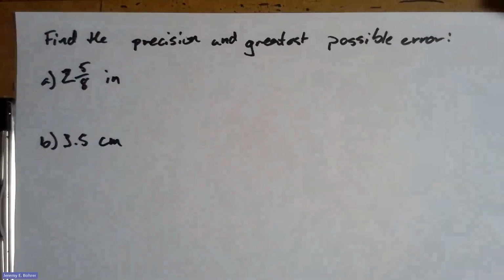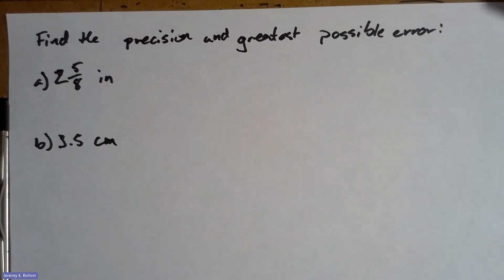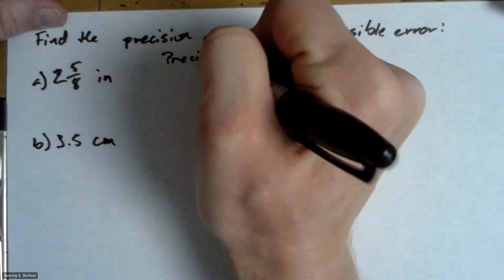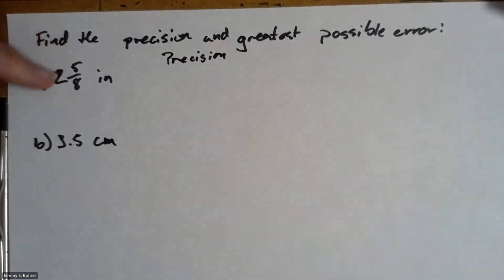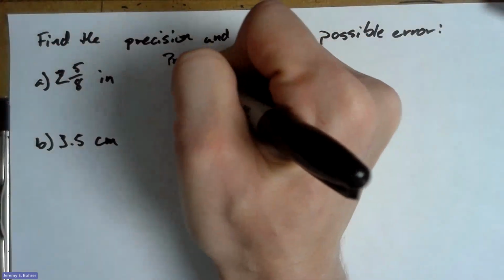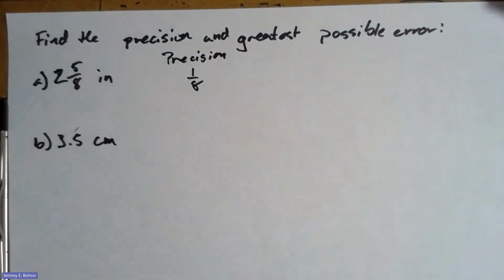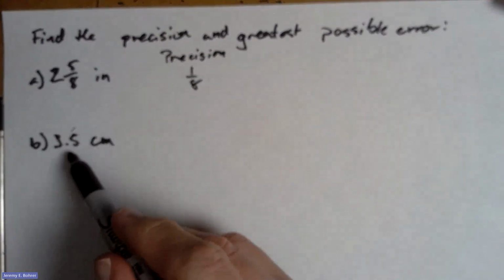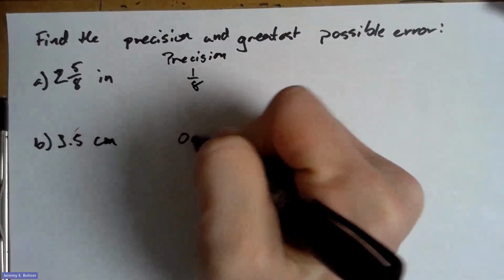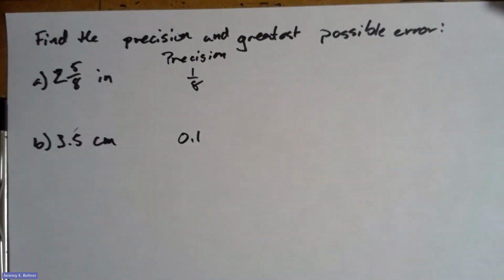In our next problem, we're asked to find the precision and the greatest possible error of the measurements. The precision is the smallest subdivision. So here, we're looking at something that's being divided into eighths. So the greatest precision here is 1/8. Here, we're looking at decimal in the tenths place. So the precision here is 0.1, 1/10.